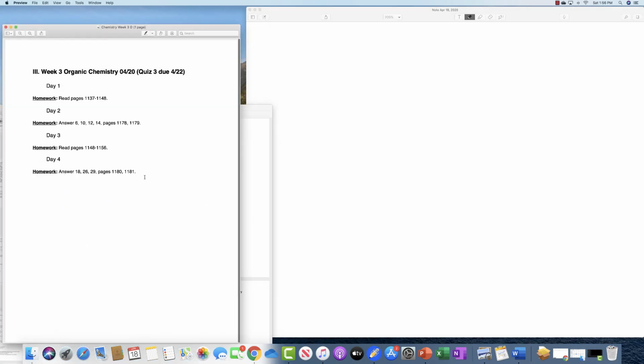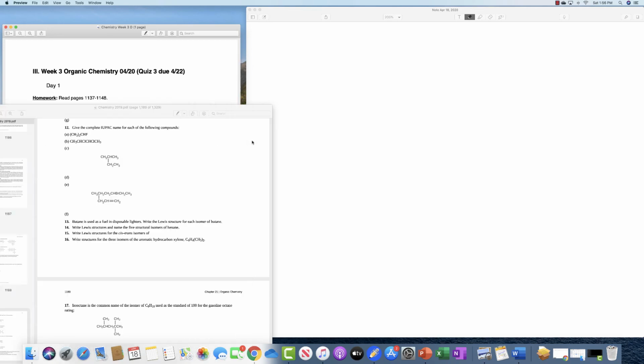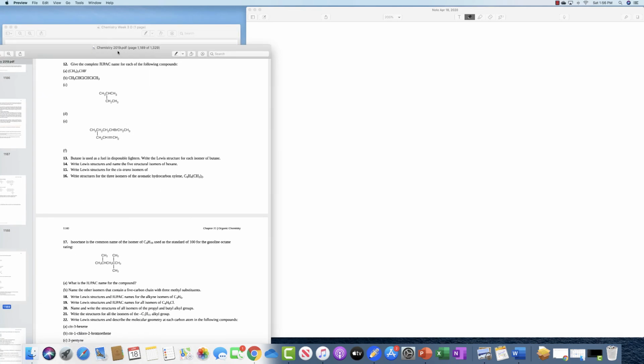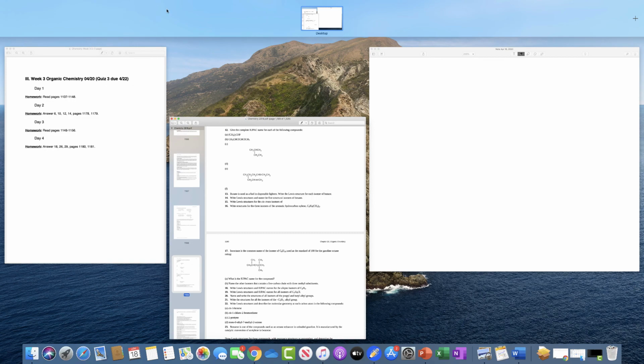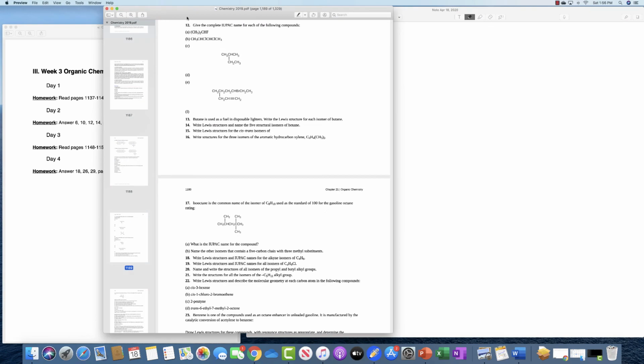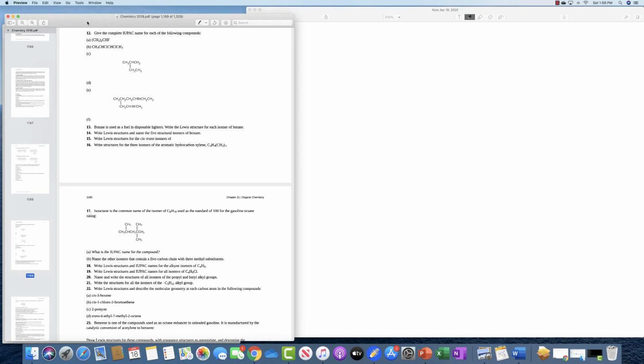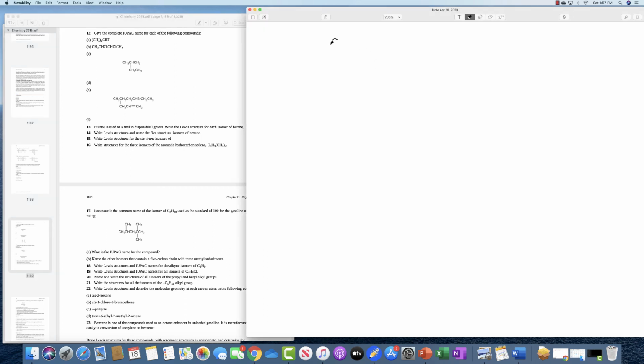The next one is number 18. Number 18 says, write the Lewis structure and the IUPAC name for the alkene isomers of C4H6. So you have C, C, C, C.